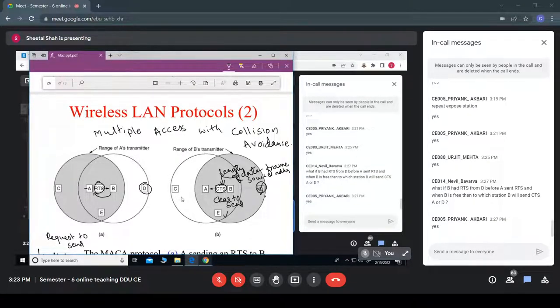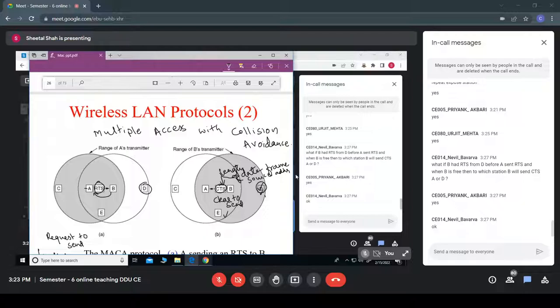By looking at this, B had RTS from D before A. Then it sends CTS to D. Are you getting me? See, what if B had a request to send from D before A sent RTS? So yes, B will send the CTS to D, not to A then. Are you getting it, Nabil?